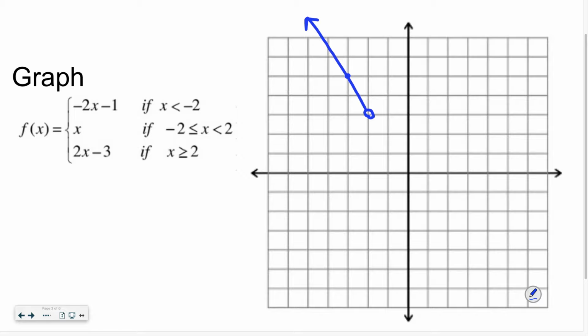So x is negative 2 would mean y is negative 2, right? All the way up until when x is 2, y is 2, but we would have an open circle there. So this is the line y equals x, but we only want it from negative 2, negative 2 to 2, but we don't want to include 2.